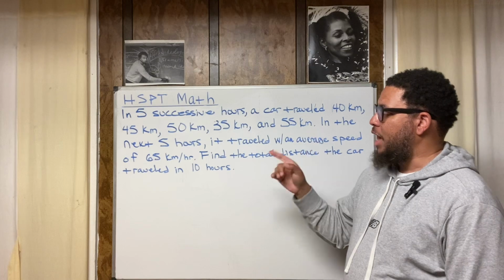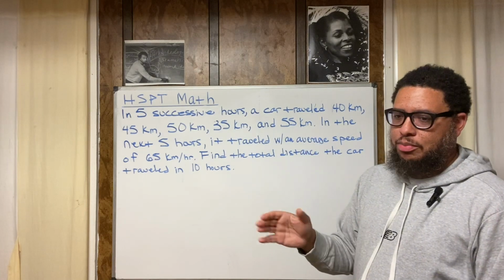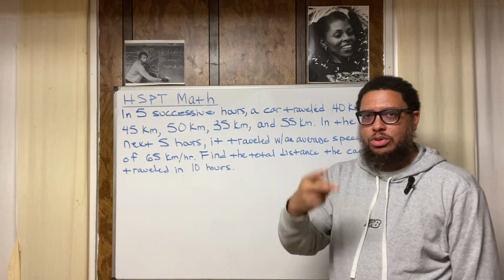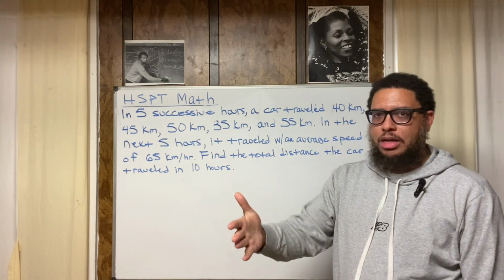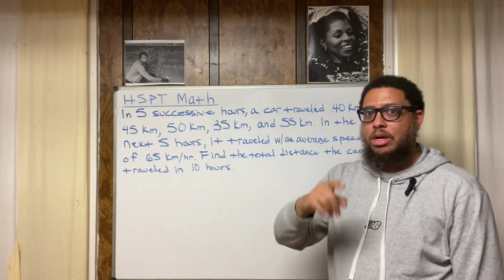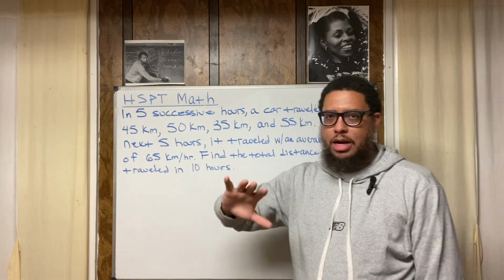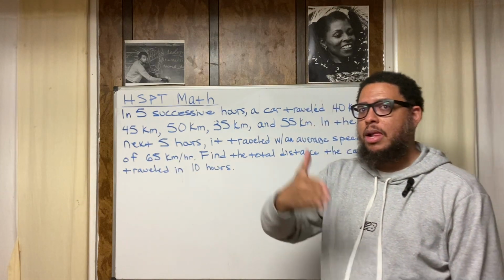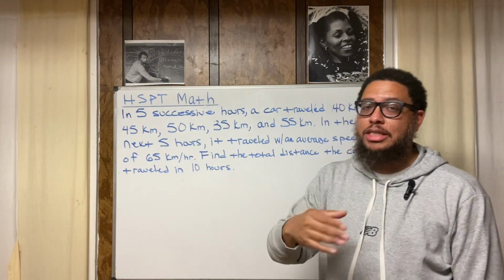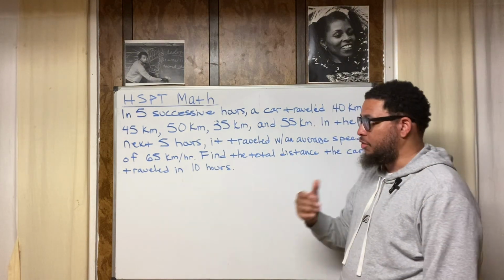So, in 5 successive hours, first, what does successive mean? It means like 1 o'clock, 2 o'clock, 3 o'clock, 4 o'clock, 5 o'clock, right? 5 successive hours, not 1 o'clock, then 3 o'clock, then 7 o'clock, then 12 a.m. No, that's not successive. Successive means hours back to back, continuous, consecutive rather. Consecutive is another word for that.